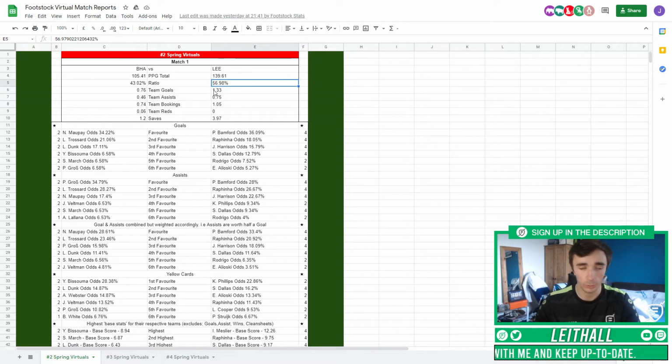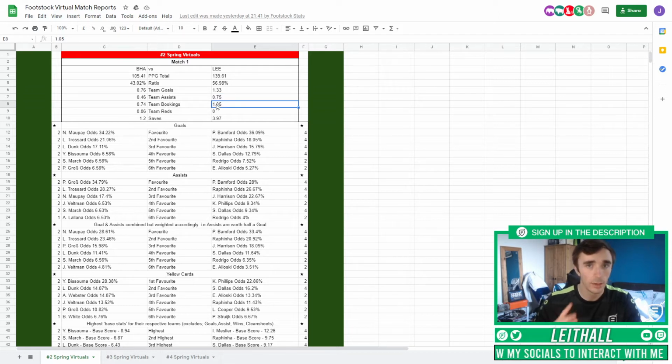You've then got team goals, also something you need to consider because a team may have very good base scoring players, but in terms of a team scoring a certain amount of goals per game on average, we can see that Leeds have quite a high average here of 1.33 goals per game, whereas Brighton is a lot lower, down at 0.76. You've then got assists to take into account as well.